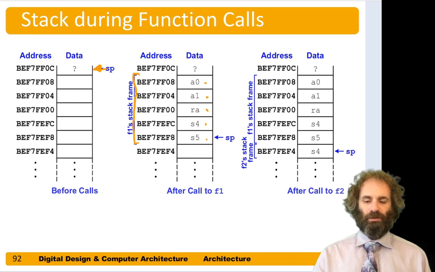Then, when we call F2, the stack pointer will move down yet another word, and F2 will save its S4 register on the stack in the F2 stack frame. Once we're done with F2, we'll deallocate F2 stack frame and the stack pointer moves back to here. And once we're done with F1, stack pointer comes back up to here.